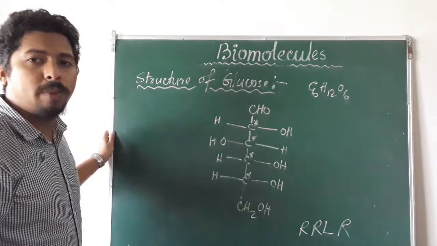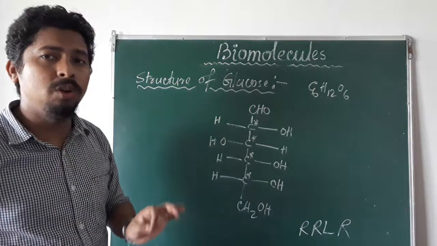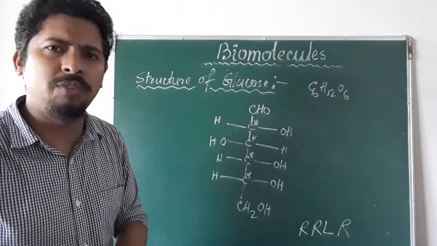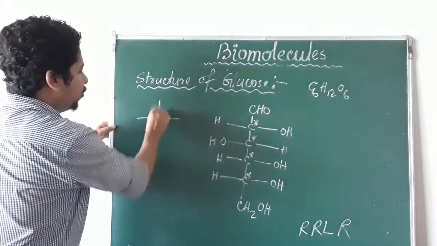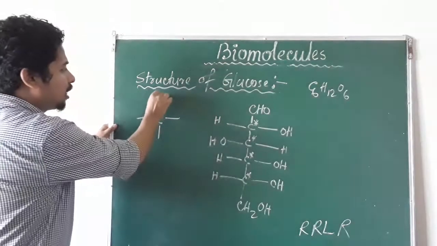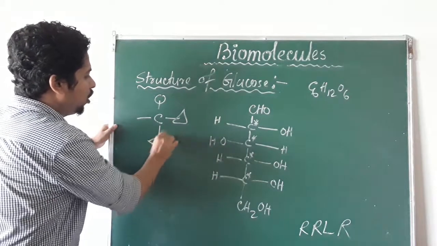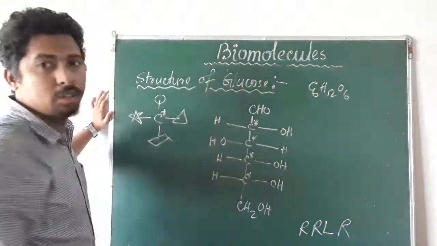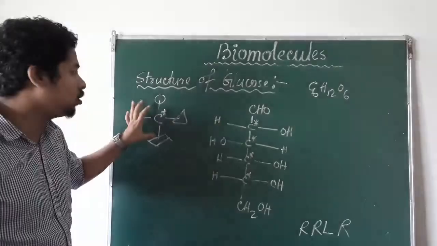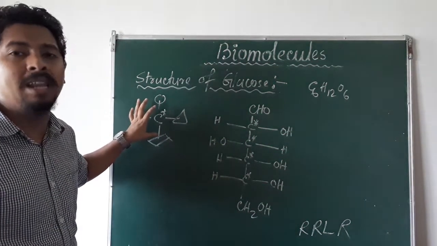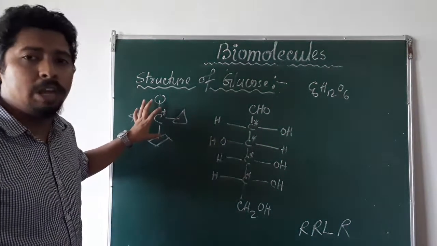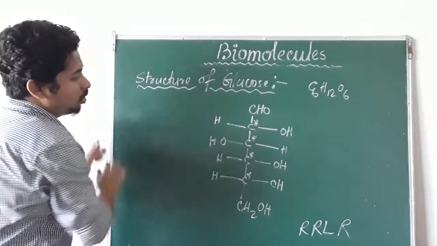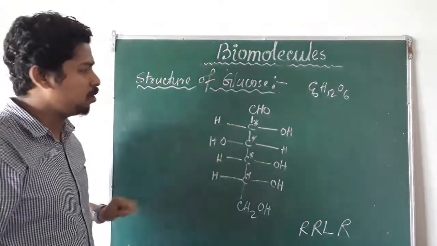Now one question may arise in your mind: sir, what is a chiral carbon? A chiral carbon means the carbon which is attached with 4 different groups. We know the valency of carbon is 4. Now if this carbon is attached with 4 different groups, then this carbon will be called a chiral carbon. Then it will be optically active. It will be an asymmetric molecule. Okay, so here you see all these carbons are chiral carbons, and this is the structure of glucose.